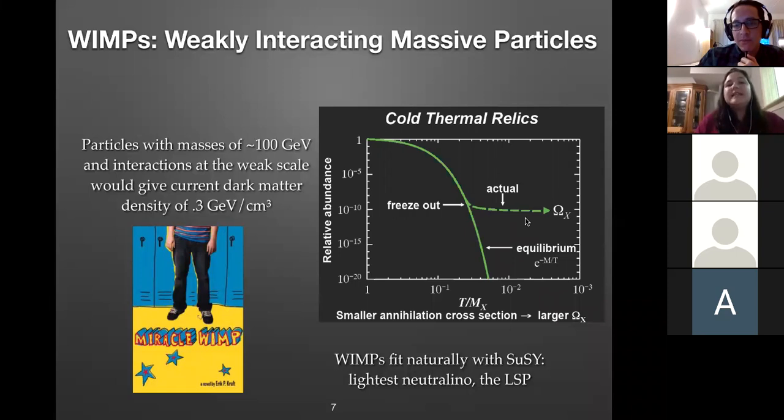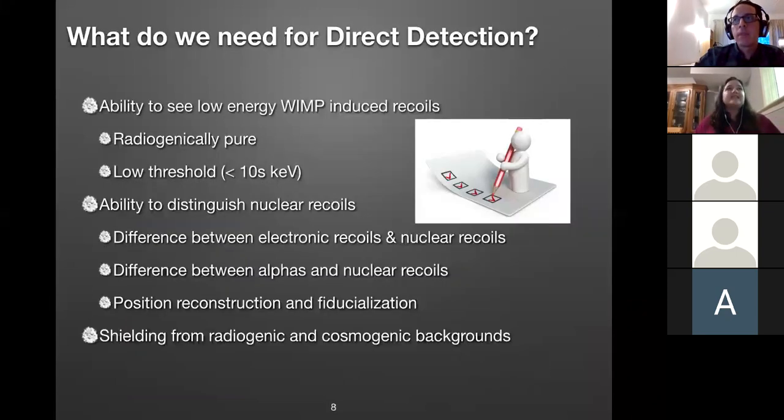So what do you actually need to do direct detection? Well, you have to be able to see those really low energy WIMP-induced recoils, which means we need a really radiogenically pure detector. We can't have lots of gamma rays, electrons, neutrons, and alpha particles bouncing around and bumping into our detector. And we need a really low threshold of energy, in the tens of keV, and really nowadays much lower than that, to be able to see these signals. In general, we want the ability to distinguish nuclear recoils, and we need this in a few different ways. The main one is the difference between an electronic recoil and a nuclear recoil.